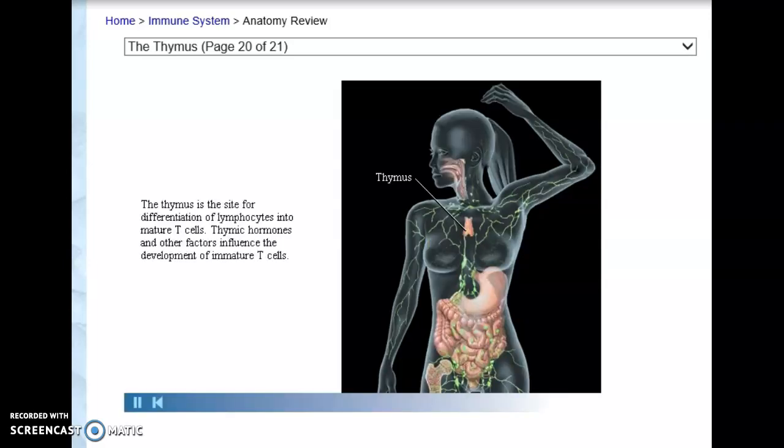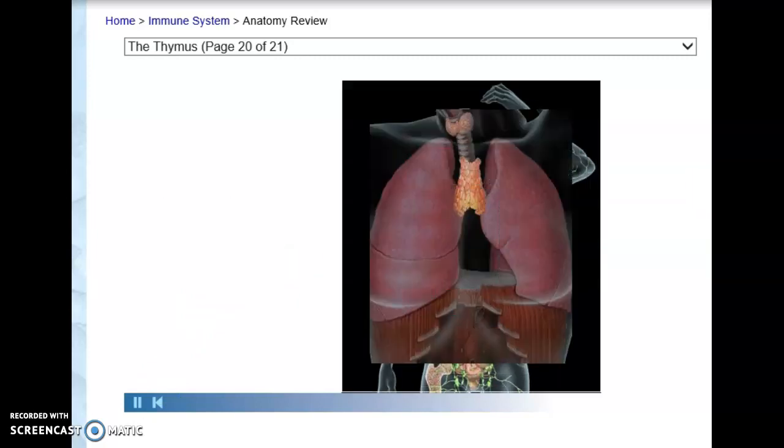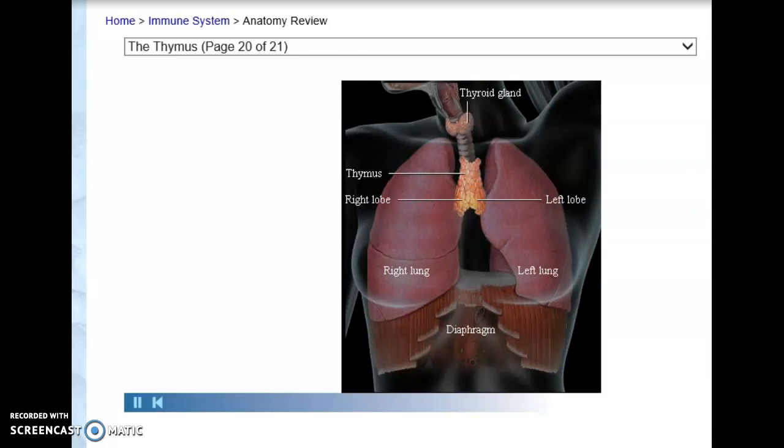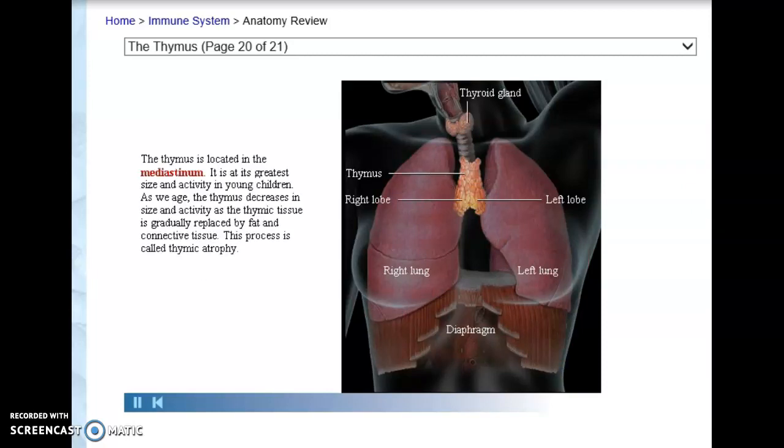The thymus is the site for differentiation of lymphocytes into mature T cells. Thymic hormones and other factors influence the development of immature T cells. Click the thymus to begin. The thymus is a bilobed organ located in the mediastinum. In young children, the thymus is large relative to body size. The relative size of the thymus, as well as its function, gradually decreases with age.